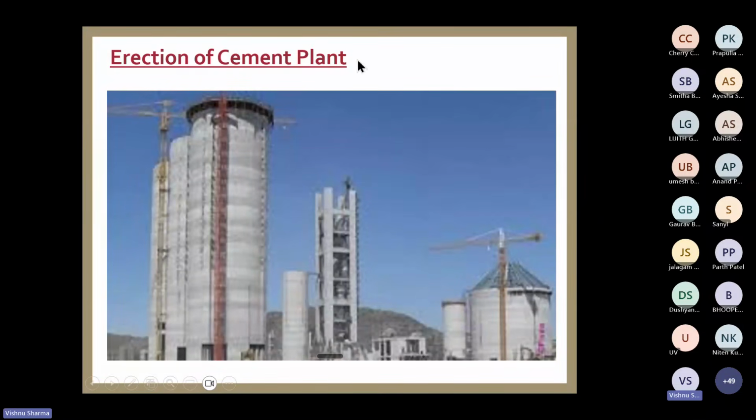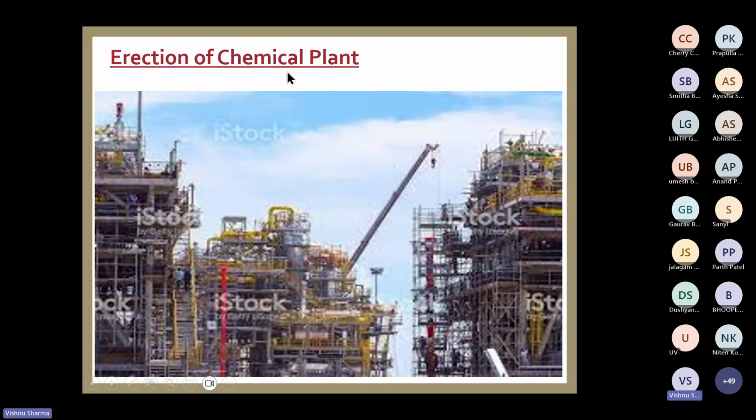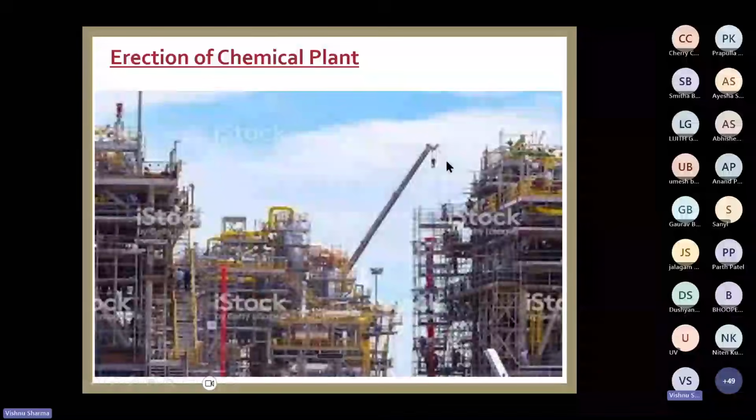Now this is erection of a cement plant. These are the cement silos. So this is all going on. This is the clinker unit where clinker is being produced. This is again erection of a chemical plant. Various photographs I am showing.